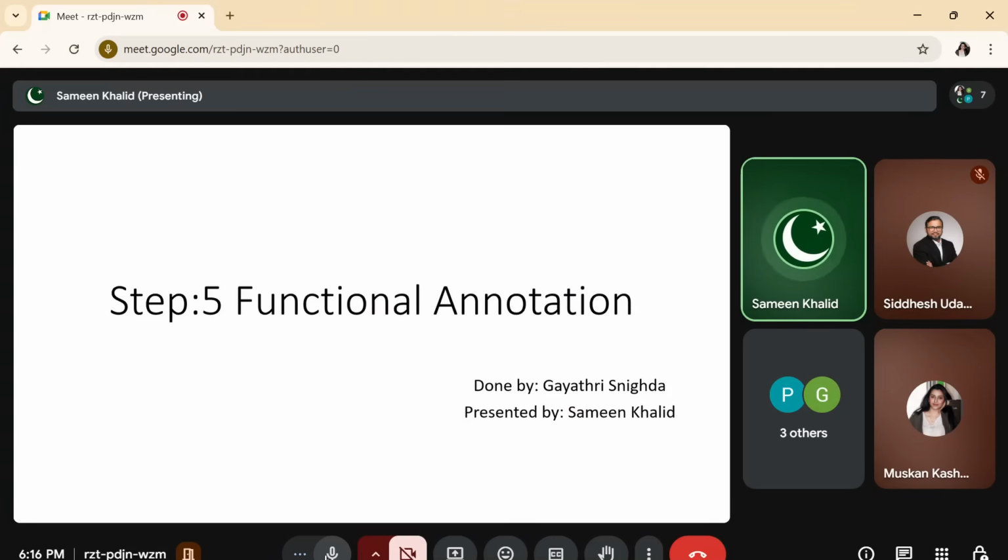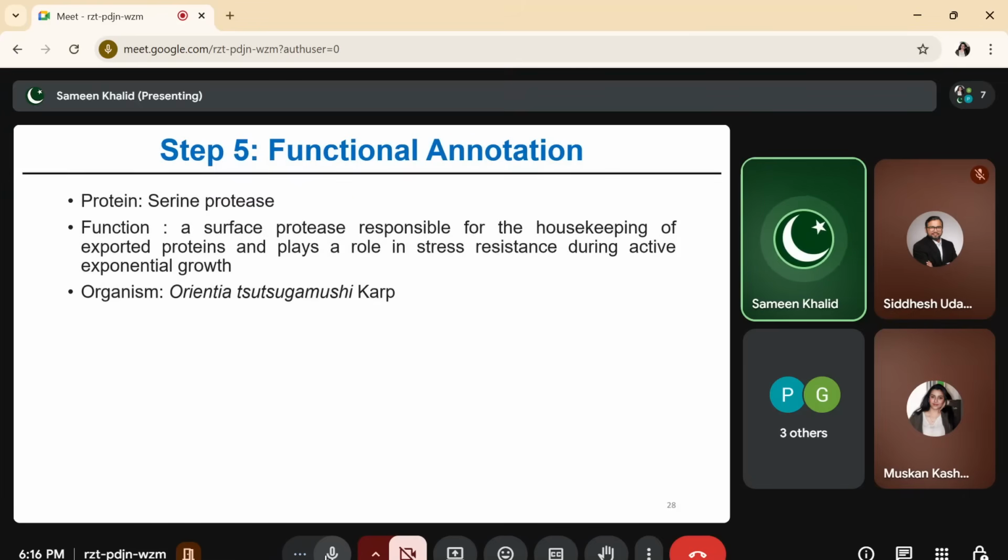So coming towards step 5, which is the functional annotation, as we have discussed, TSA47 is a serine protease and its purpose is housekeeping of the exported proteins, and its role is in stress resistance during active exponential growth.